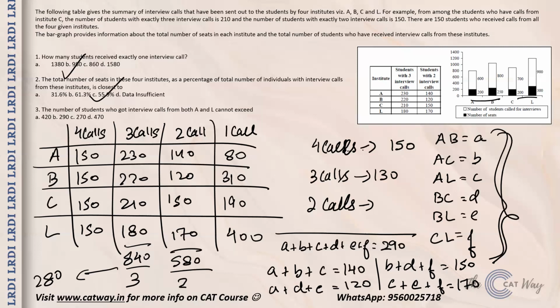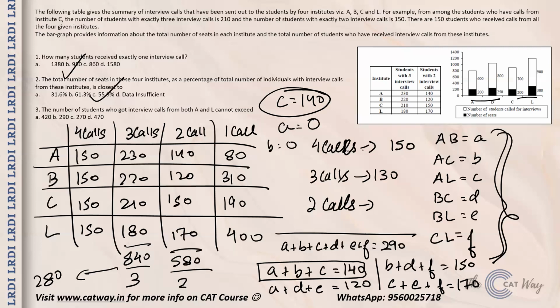Now guys, you see that A plus B plus C is 140. That means the maximum value of C could be 140. C cannot cross the 140 mark. And if we have C equal to 140, we will have A and B equal to 0.